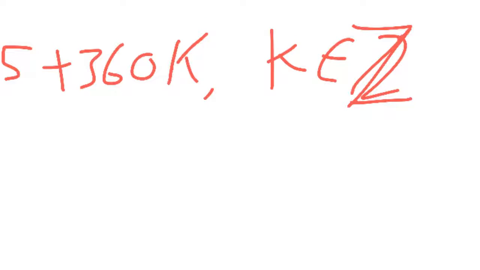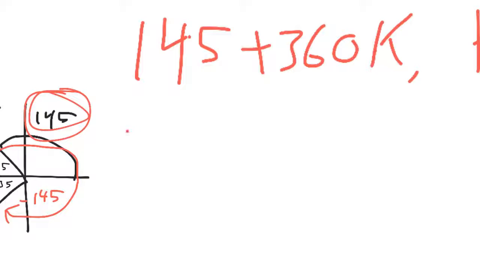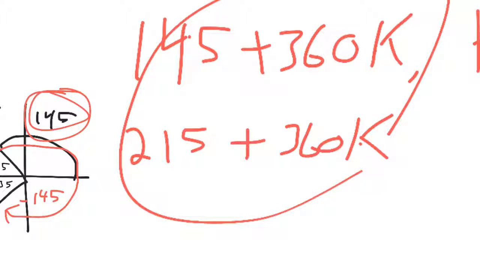That's what this notation looks like. That's a Z with an extra bar going through it to stand for integers. And then the other rotation we have is 215 degrees plus 360k, because on every 360 rotation we land in the same spot. So those represent all the possible solutions.